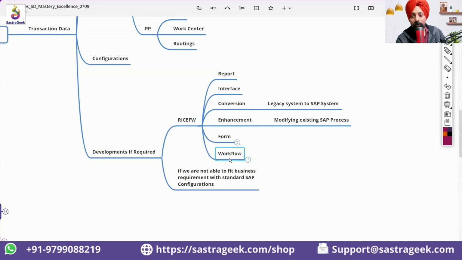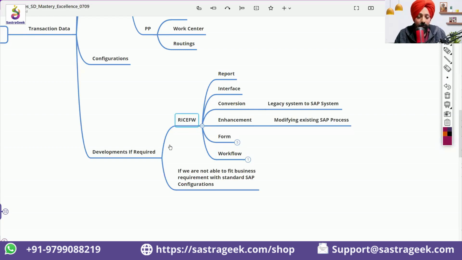In my career of 17 to 18 years, I have not seen even a single implementation where we did not have RICEFWs. RICEFWs are always there when it is an implementation project, and even support projects have RICEFWs.